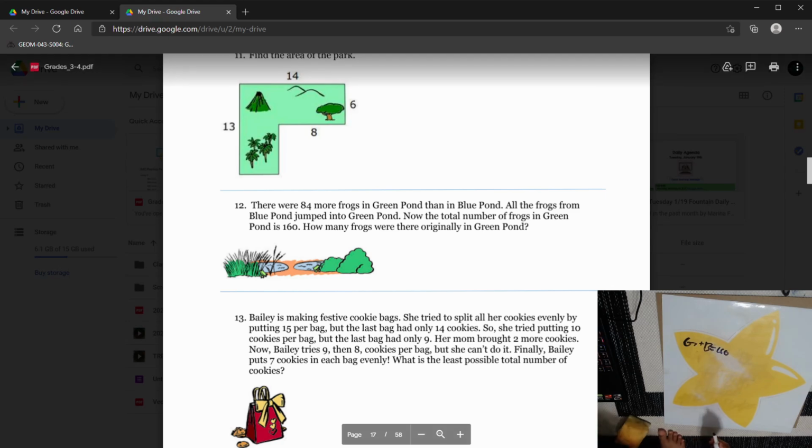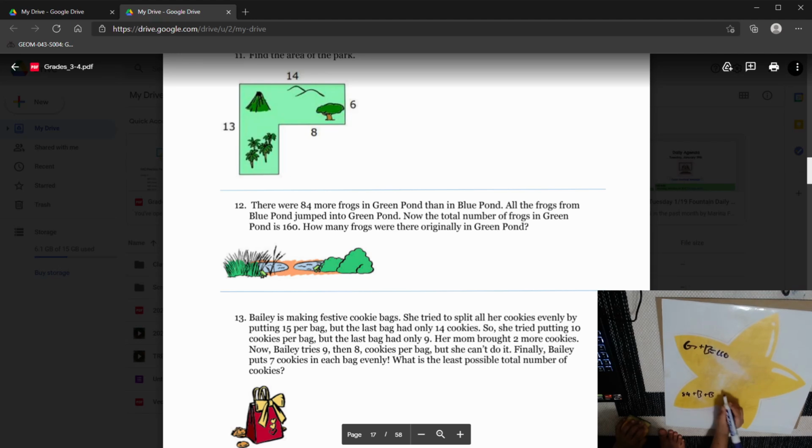So we can actually simplify this into 84 plus B, which is blue pond, plus blue pond equals 160. So why are we doing this? Well, that is because it said that green pond is basically 84 more frogs than blue pond. So 84 plus B, and then we just drop down plus B again, and then this equals 160.